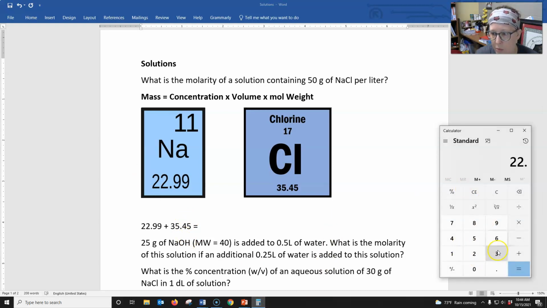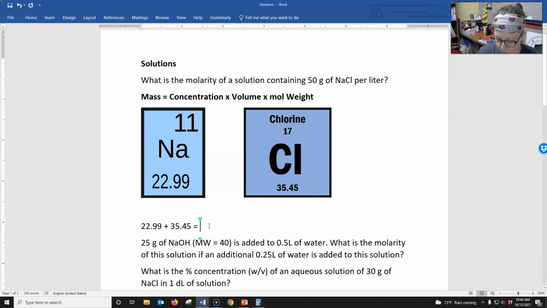22.99 plus 35.45 equals 58.44. So 58.44, that's the molecular weight, okay? And it's actually grams per mole per molecule.